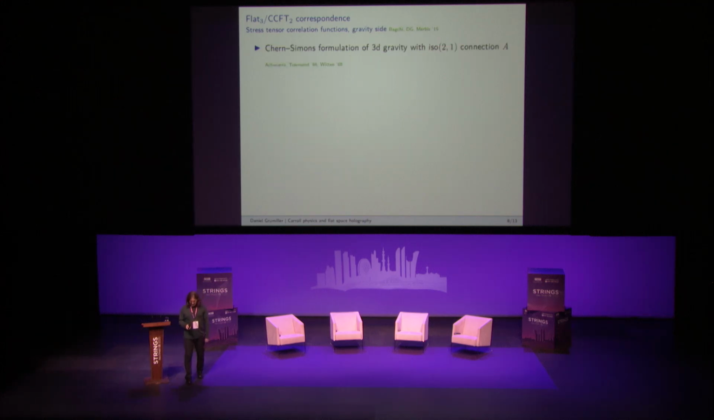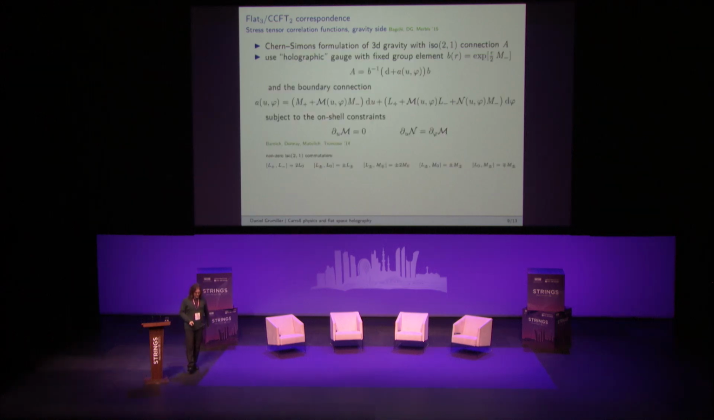So can we derive this also on the gravity side? The answer is yes. I'll briefly show you how. It's convenient to use the Chern-Simons formulation of 3D gravity with an ISO(2,1) connection. And people familiar with AdS3/CFT2 results will recognize some of these formulas.